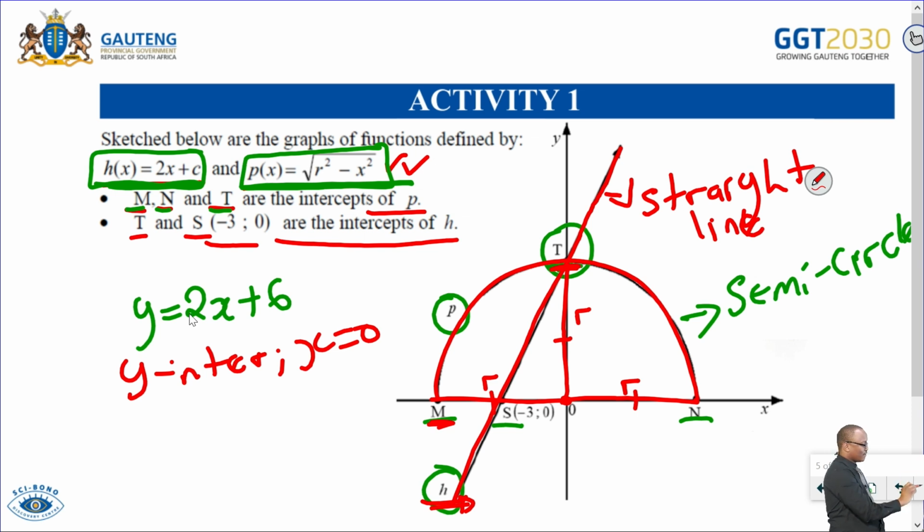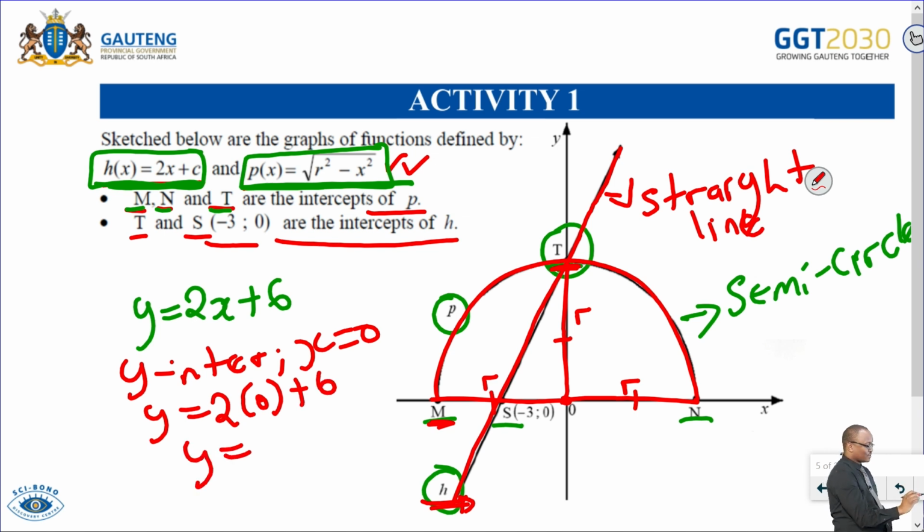Then now we're going to have y is equal to 2 into 0 plus 6. Therefore, y is going to be 6. So, given that, we know that the distance from O to T is 6. It means our radius there is equal to 6. So, if our radius is equal to 6, it means this side, we're talking about positive x values, we're going to get 6. And our radius this side, talking about negative values, we're going to have negative 6.